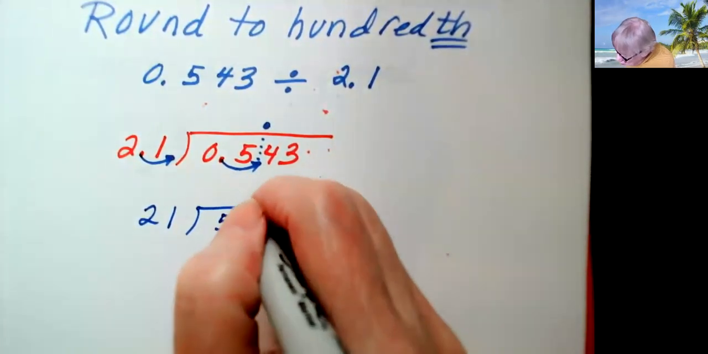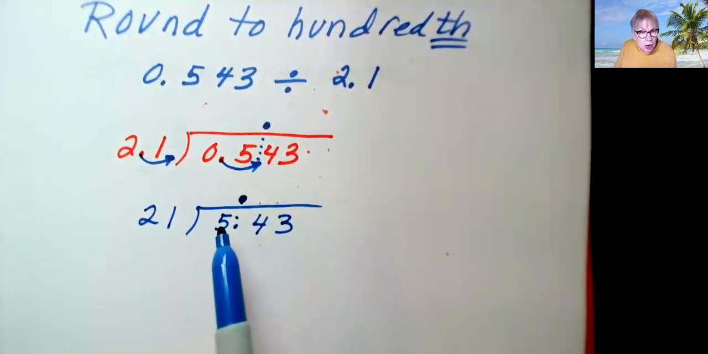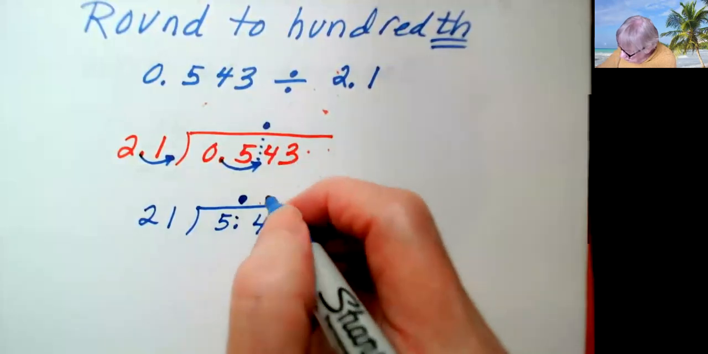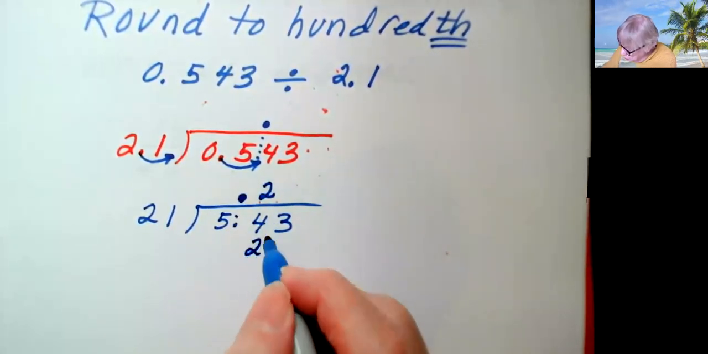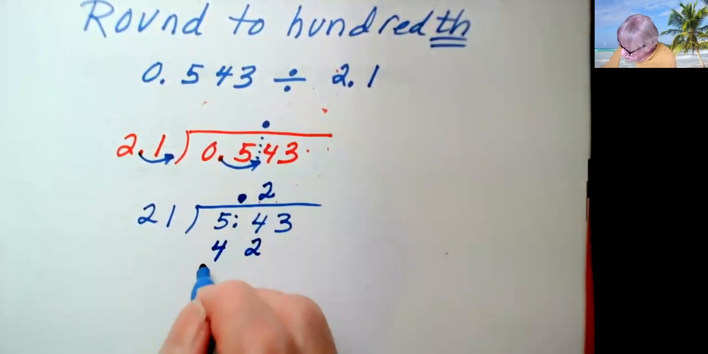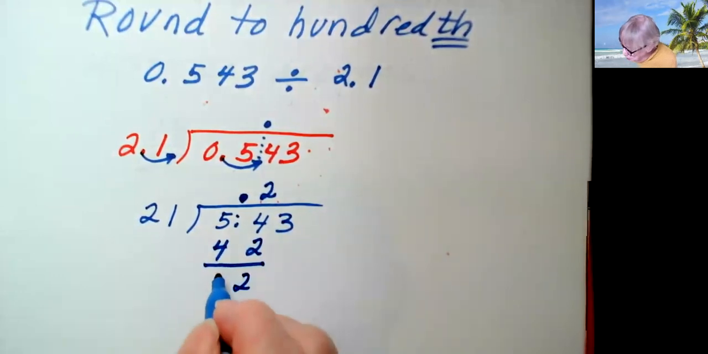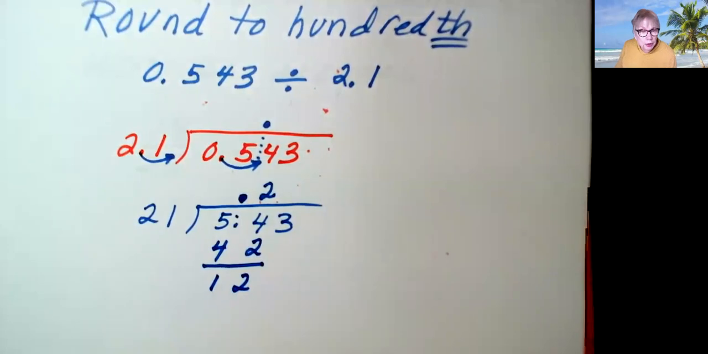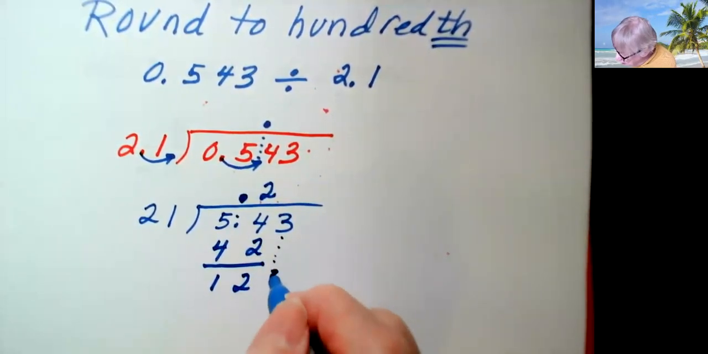So I'm going to bring the decimal up. 21 does not go into 5, but it will go into 54. So let's try 2. 2 times 1 is 2. 2 times 2 is 4. 42. I'm going to subtract. This is a 2. This is a 1. 12 is smaller than 21. That was the right choice. I'm going to bring down the 3.